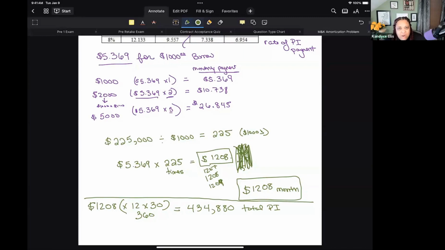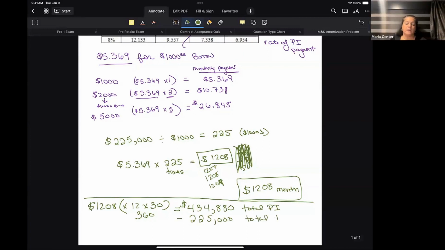All those checks that you write, all those drafts from your account, all of that adds up to $434,000, almost $435,000. Maria, do me a favor. How much did we borrow again? $225,000, right? Yeah, we borrowed $225,000. That is your total principal.